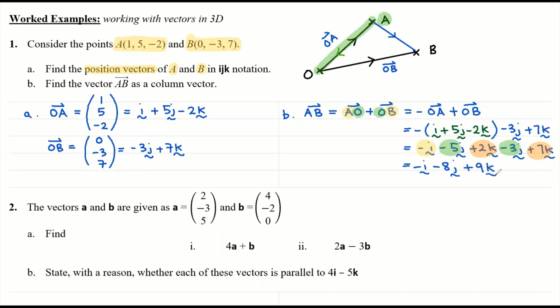All right, now it's asked for this as a column vector. You could have done this as column vectors all the way down, but as a column vector, it's going to be negative 1, negative 8, and 9. Okay, so I hope that makes sense.